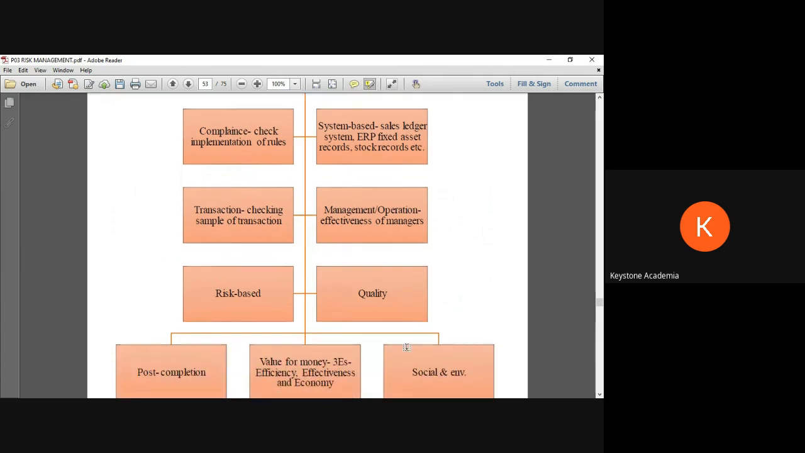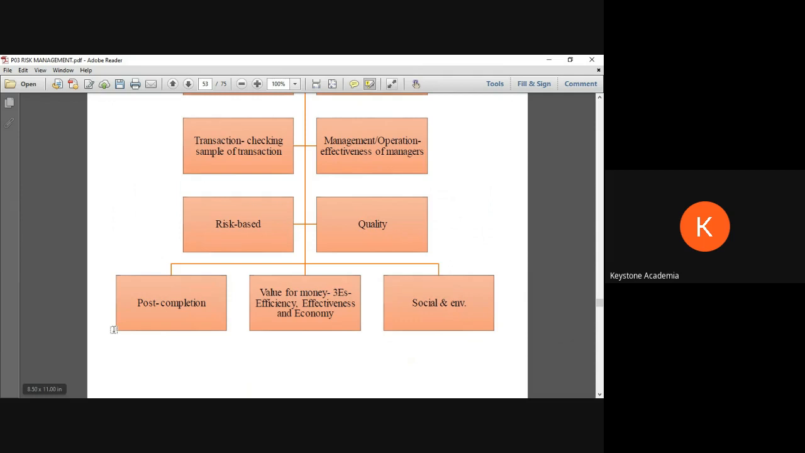Then other types of audit can be post-completion audit, which can help us plan for the next audit and learn from mistakes. Value for money audit, very famous for not-for-profit. Social and environmental audit, again, these are the new things. Social audit: how our work is affecting society, what good or bad it is doing, and how it can improve. Environmental audit: how our operations are affecting the environment, how it has improved from the past, what it was last year and how we are improving it this time.